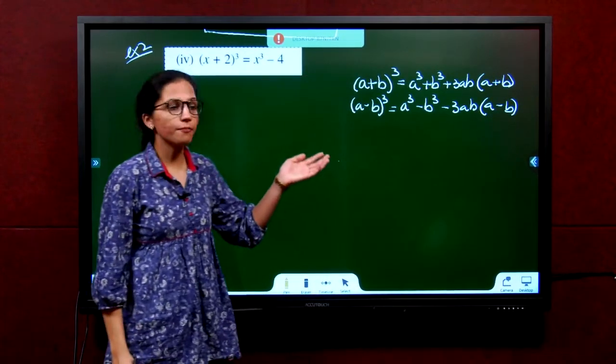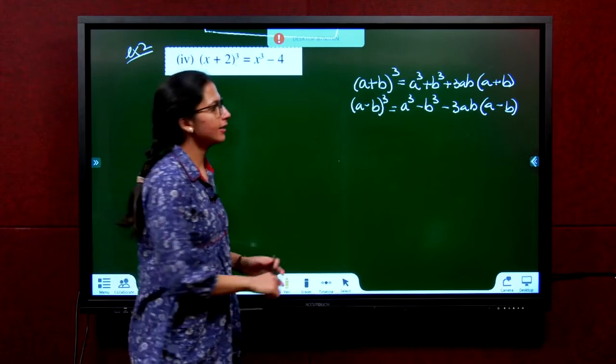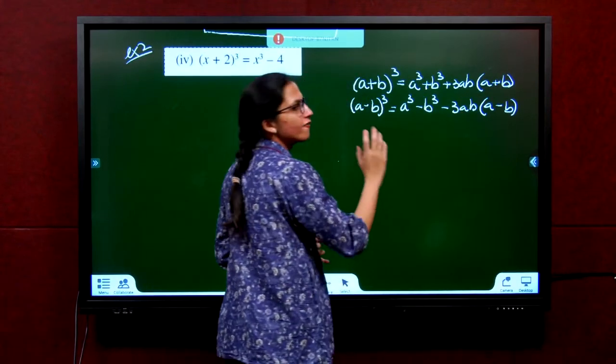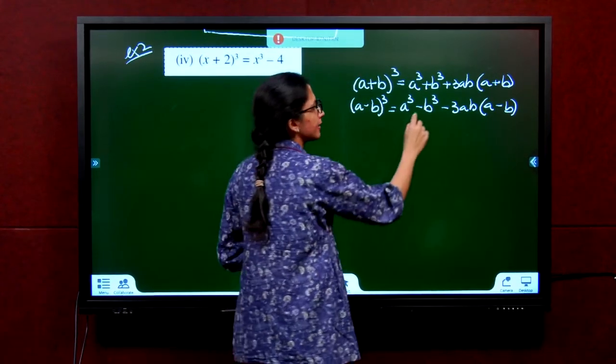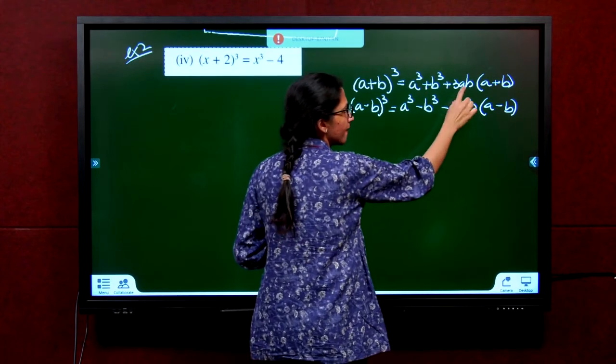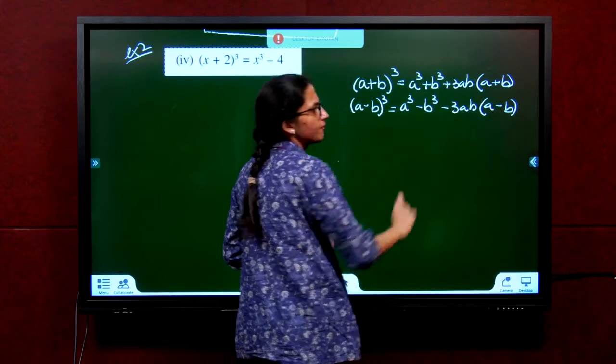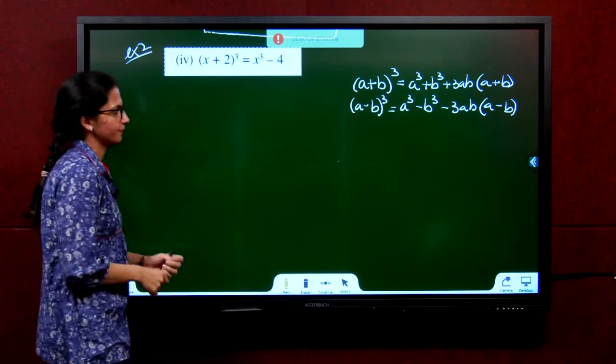Ma'am, should we learn both the formulas by heart? Not necessary. Just learn the first formula. Wherever there is B, apply negative sign. B is there, put minus. B is there, put minus. B is there, put minus. You get your second formula.